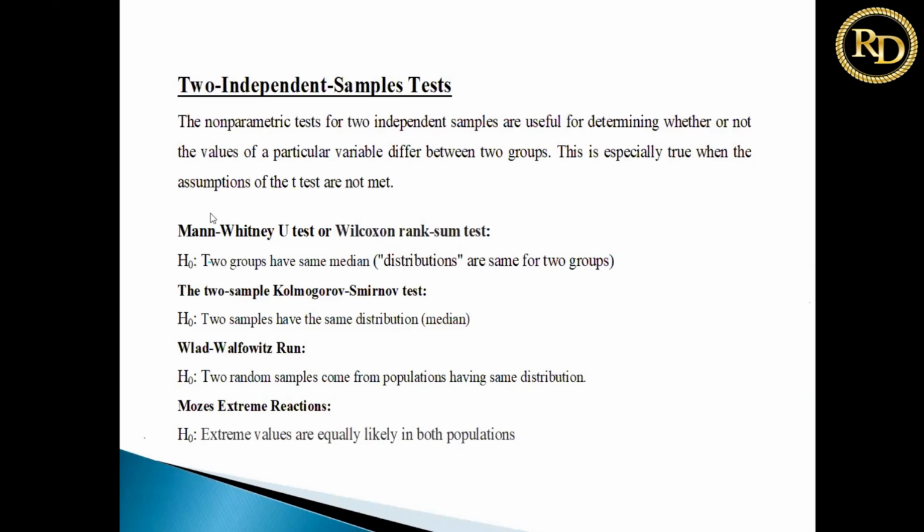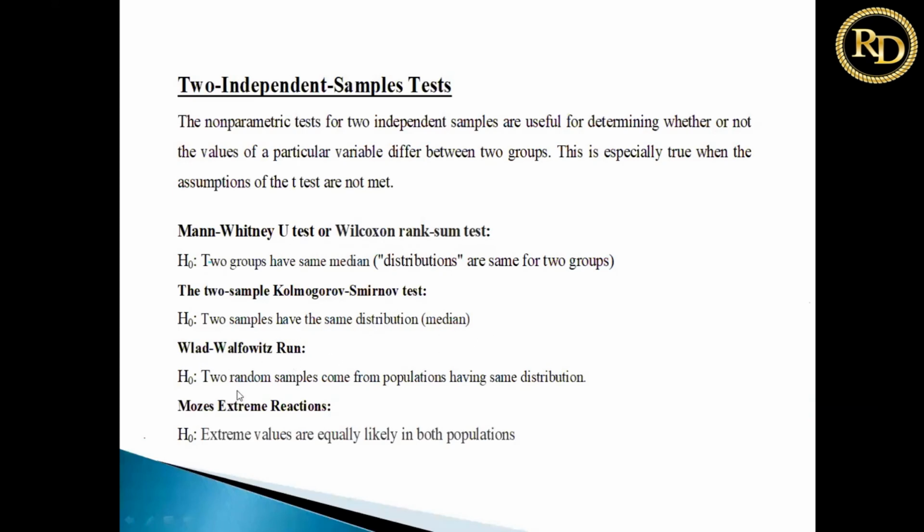So here the null hypothesis is that the medians of the two samples are the same. Now the two-sample Kolmogorov-Smirnov test: the two samples have the same distribution, that is, the same median.